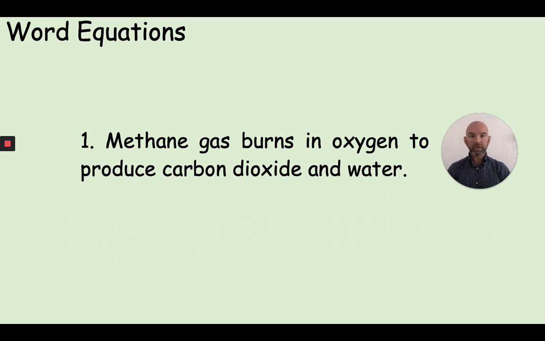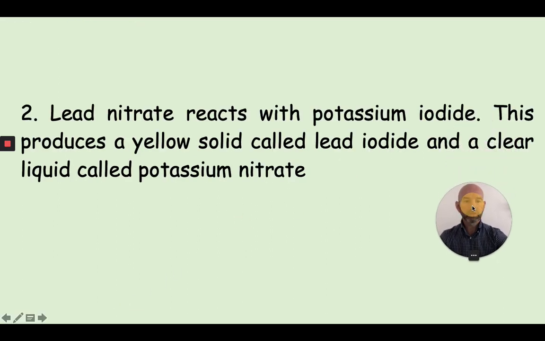Okay, how did you get on there? Hopefully you managed to get them down. Let's move on to another one. We've got a few of these to go through. So lead nitrate reacts with potassium iodide. This produces a yellow solid called lead iodide and a clear liquid called potassium nitrate. So you need to have a look in there to see what our reactants are, and then what the products are. So pause now and write that down.